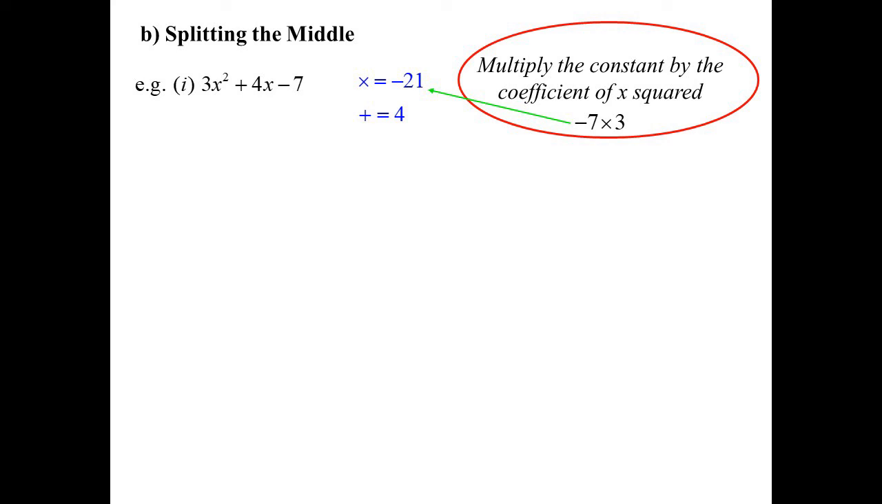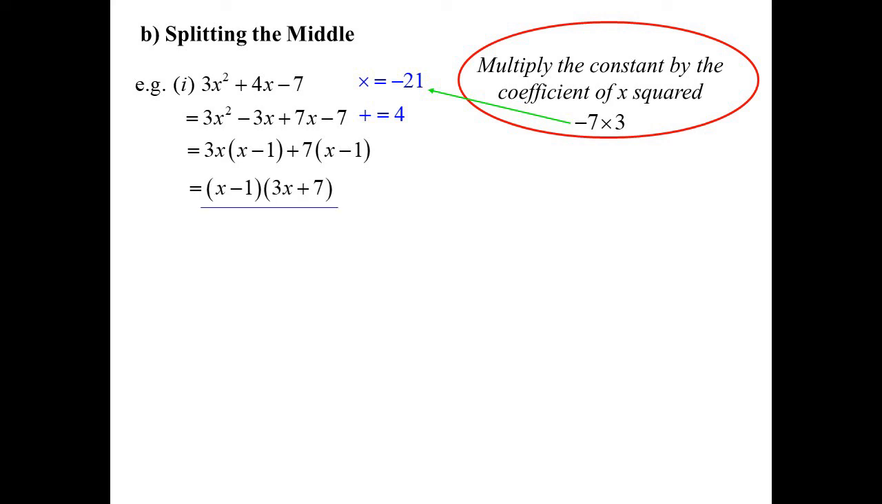So we physically split the middle into those two terms. It becomes a grouping in pairs question now. So first two pair, 3x, x minus 1. Second two, 7 outside, x minus 1. Pulling it together, x minus 1, 3x plus 7.